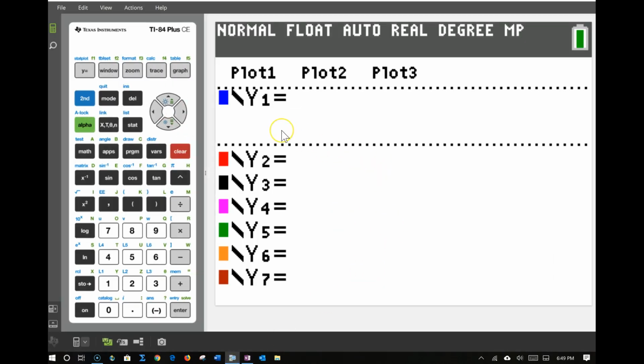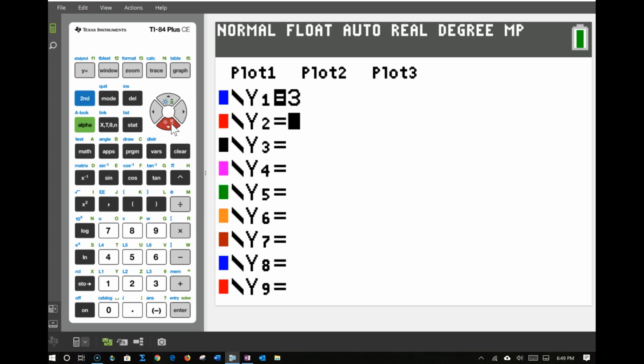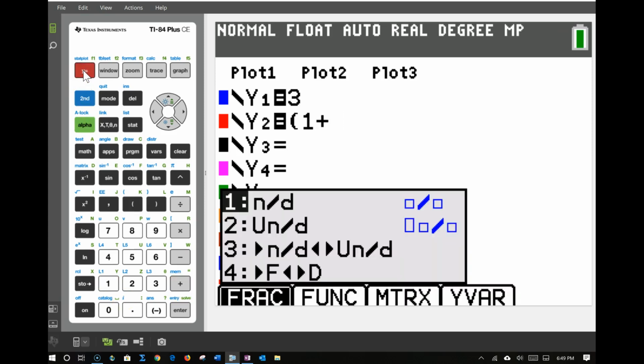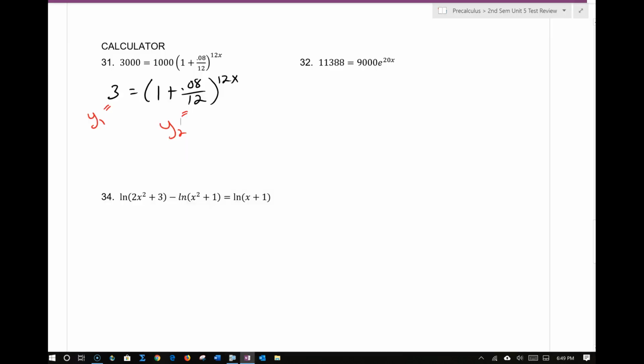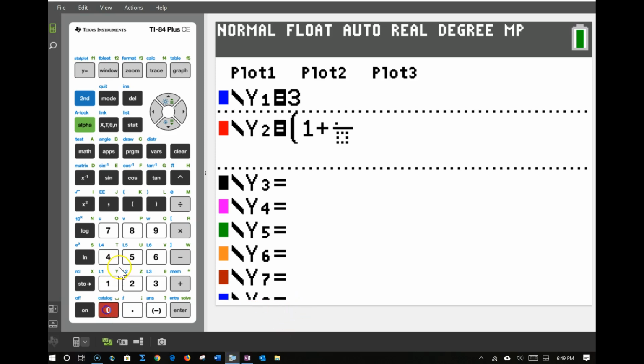All right, so let's do this real quick. We got this to be 3. And then we got our other one. I got to arrow down here. Sorry about that, guys. Parentheses, we got 1 plus, we have alpha y equals. Let me double check what I got here so I'm not forgetting. 0.08 over 12. And then you can put parentheses and then we're going to raise it to the 12x.